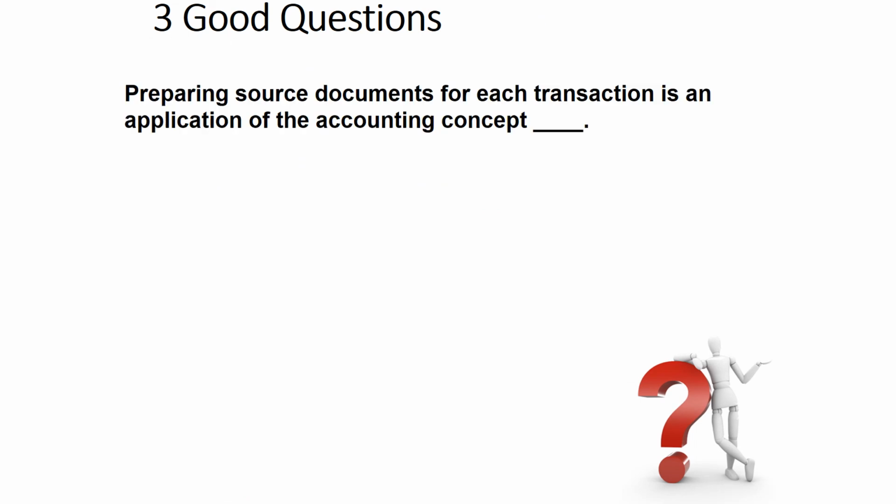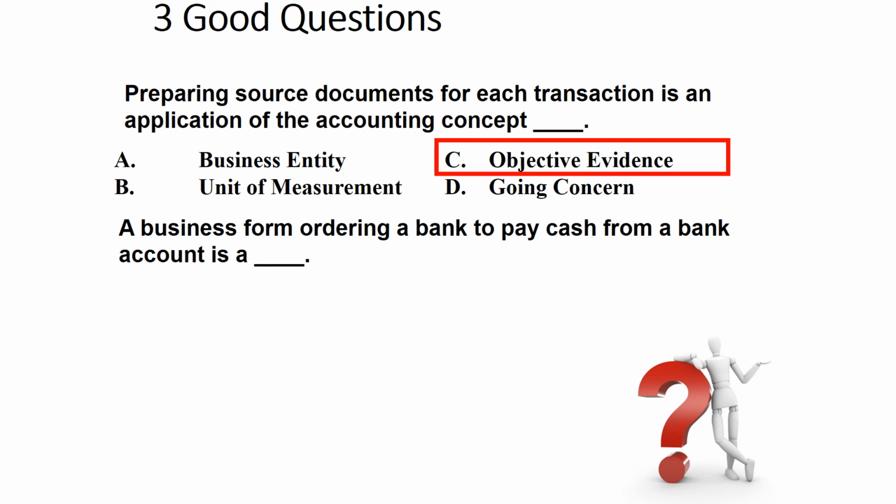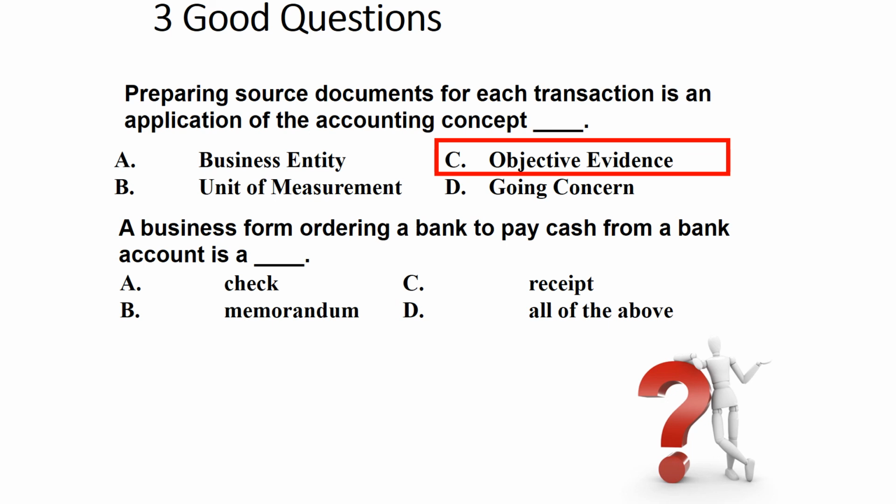Continuing on, 3 good questions. Here we go. Preparing source documents for each transaction is an application of which accounting concept? Is it entity? Is it unit of measurement? Is it objective evidence? Or is it going concern? It is objective evidence. Again, you have to have the objective evidence and proof. There's a paper trail for everything. A business form ordering a bank to pay cash from a bank account: is it a check? Is it a memorandum? Is it a receipt? Is it all of the above? Give you a hint. It is a check.